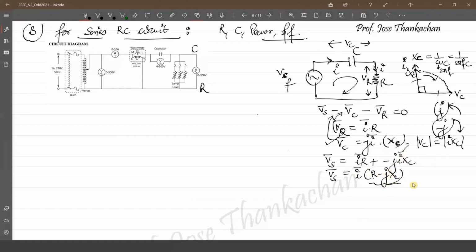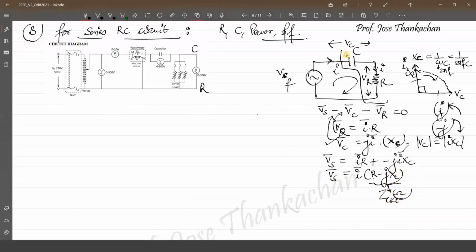Fine. Now what is this R minus JXC? So this is voltage V is equal to I multiplied by some total opposition offered. I into something is equal to V, which means what is the unit of this? The unit of this should be ohms. What is this? Nothing but impedance. This is the total impedance of the circuit here, R minus JXC.